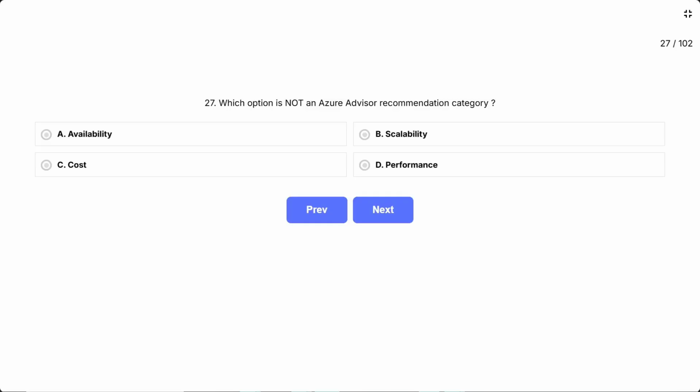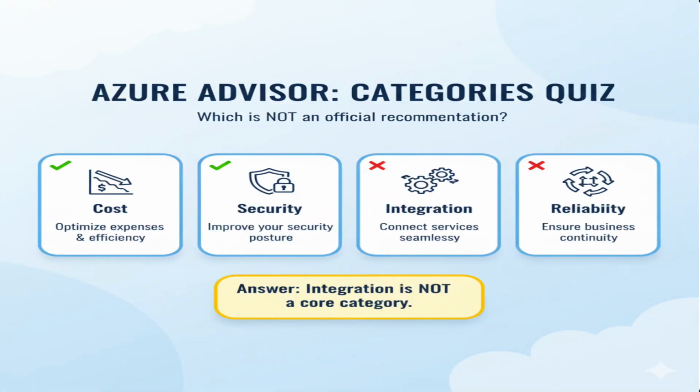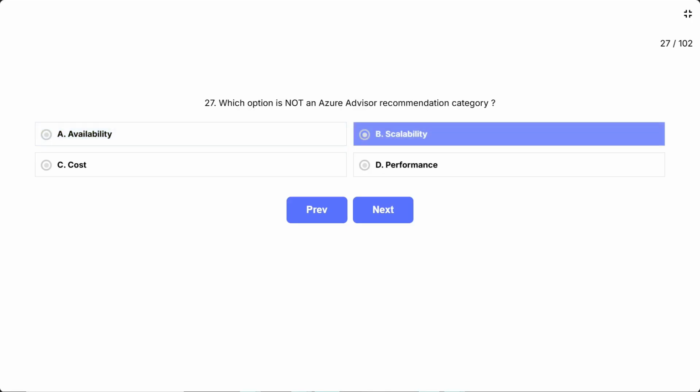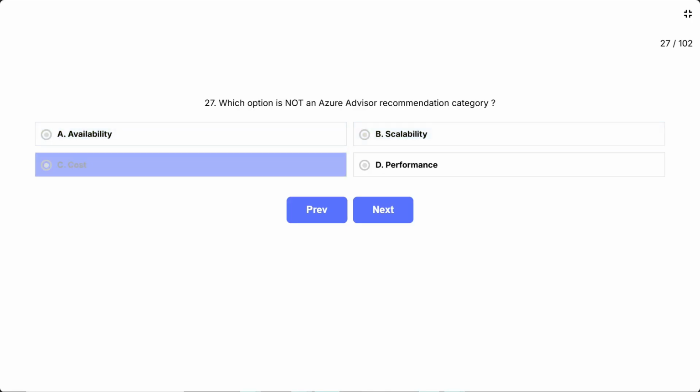Question 27. Which option is not an Azure Advisor recommendation category? This question is testing your knowledge of Azure Advisor's specific recommendation categories. Azure Advisor organizes its suggestions into distinct categories to help you optimize different aspects of your Azure resources. You need to identify which option is not one of these official categories. The options are A, availability, B, scalability, C, cost, D, performance.